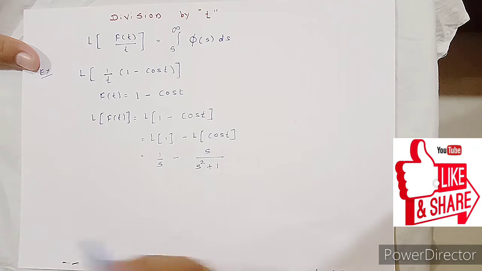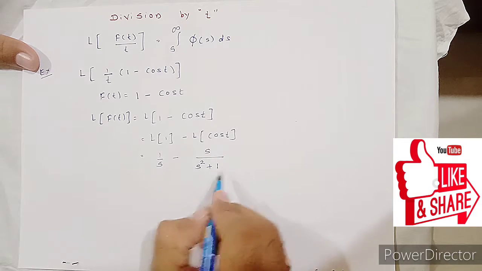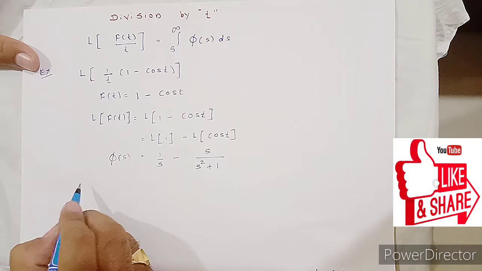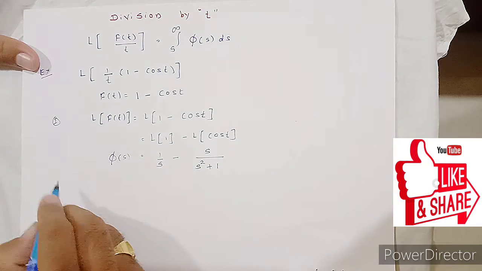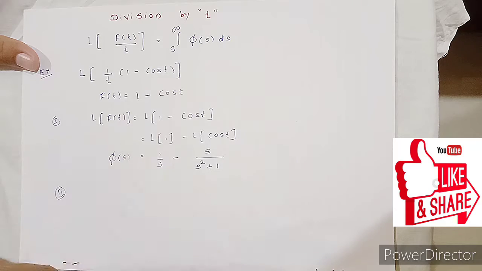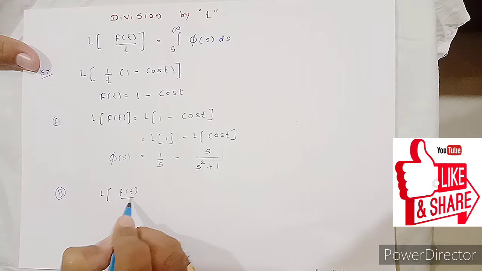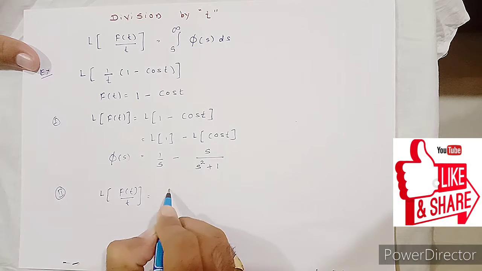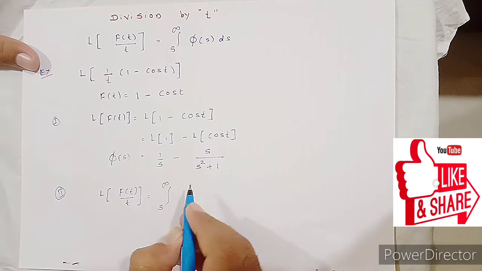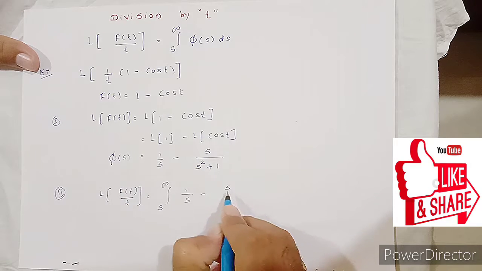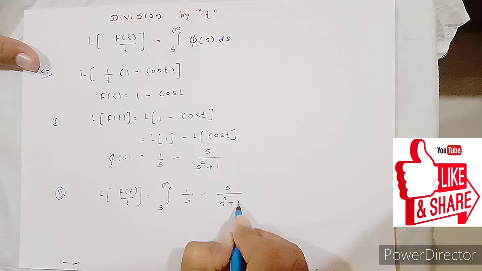What is a here? 1. So 1 square is 1, right? So this is our phi of s. This is our first step. Now what is the second step? Apply the definition. When f of t is divided by t, we apply the integration from s to infinity of phi of s. What is phi of s? 1 upon s minus s upon s square plus 1.